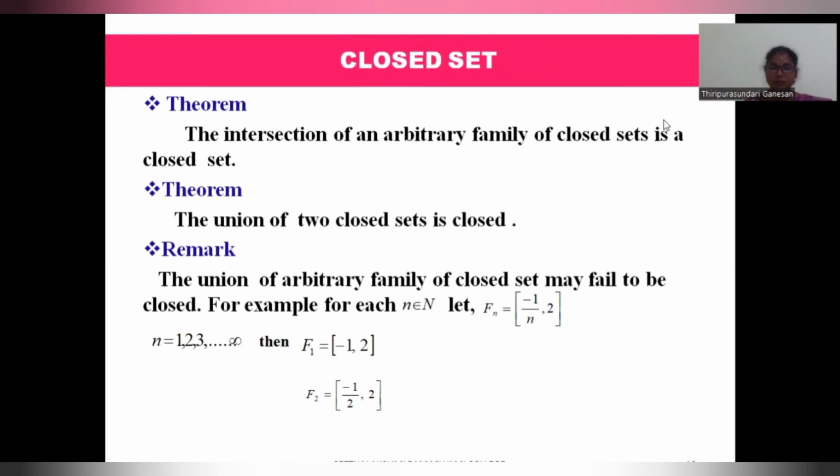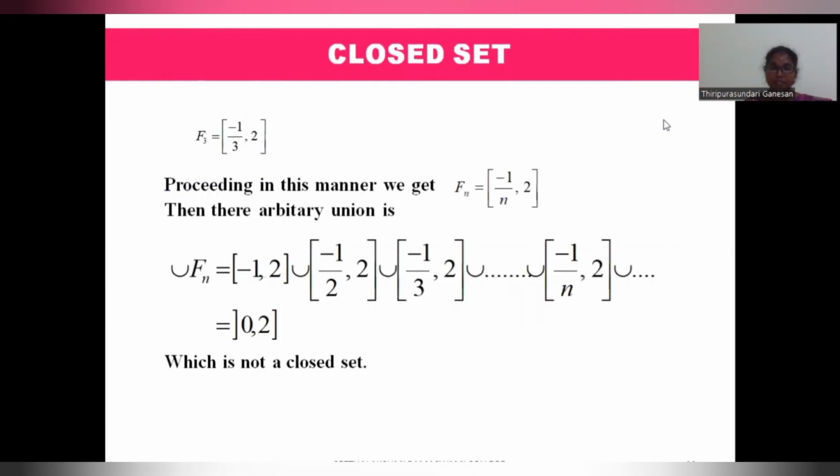To prove this condition, I'm going to consider a collection of closed intervals, that is Fn is equal to closed interval minus 1 by n comma 2, where small n belongs to capital N, that is set of all natural numbers. By putting n is equal to 1 to 3, we get the closed intervals F1, F2, F3, etc. F1 is equal to closed interval minus 1 comma 2, F2 is equal to closed interval minus 1 by 2 comma 2, F3 is equal to closed interval minus 1 by 3 comma 2, etc. Proceeding in this manner, we get Fn is equal to closed interval minus 1 by n comma 2.